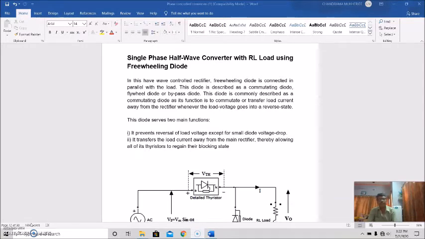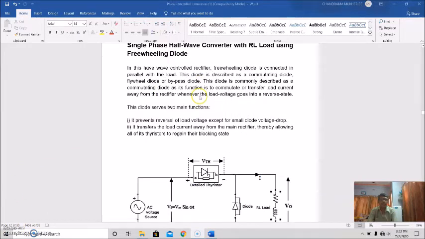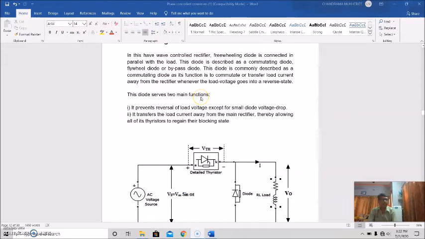So in this half wave controlled rectifier, a freewheeling diode is connected in parallel with the load. This diode is described as a commutating diode or flywheel diode or bypass diode. It is commonly described as a commutating diode, as its function is to commutate or transfer load current away from the rectifier whenever the load voltage goes into a reverse state.